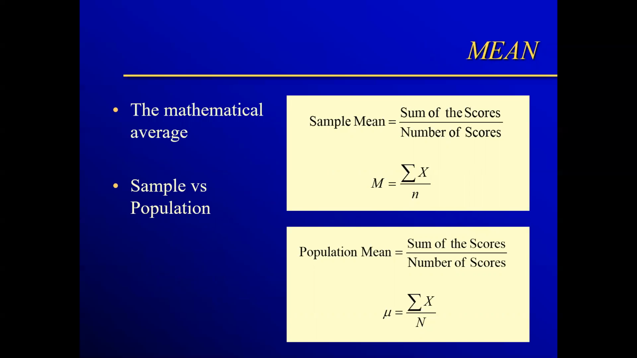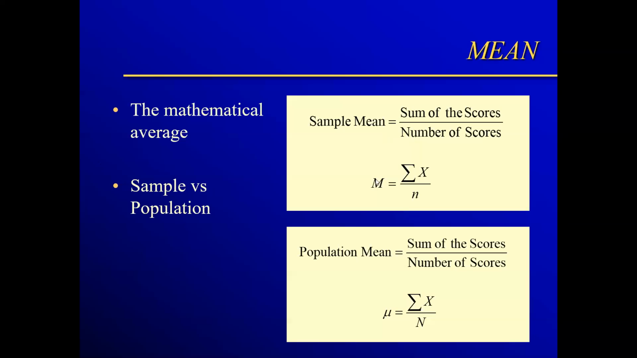But there are some things I would like to point out that are really important to know in terms of psychological research. Once again, the mathematical average is the mean. You all know how to calculate the mean. You take the sum of the scores and you divide by how many scores there are, right? But in psychology, we can have two different types of mean, and they're both calculated the same way. The only difference is the symbols that we use to denote what we're talking about. So it's important that you know what these symbols are and what differentiates sample mean versus population mean.